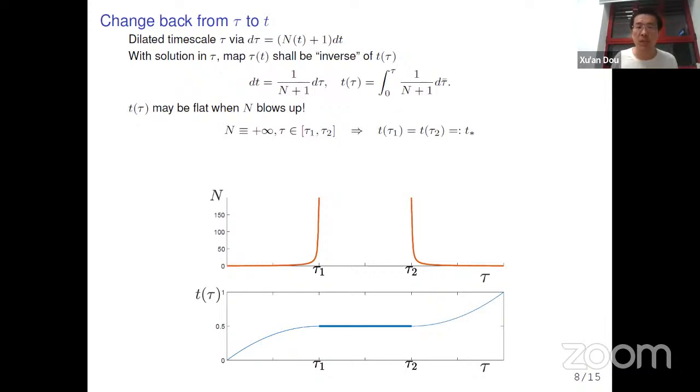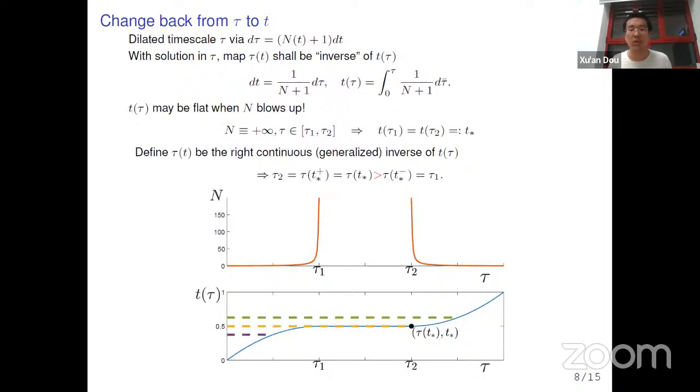However, t of tau may not be a strictly increasing function. Suppose in the dilated time scale tau, the fan rates blow up on a whole interval. Then it means 1 over n plus 1 is always 0 on the interval tau 1, tau 2, which implies the function t of tau is flat on this interval, and all tau in that interval will be mapped to a single t star in the original time scale. So we choose tau of t to be the right continuous generalized inverse of t of tau, and it will have a jump at the blow up time t star.